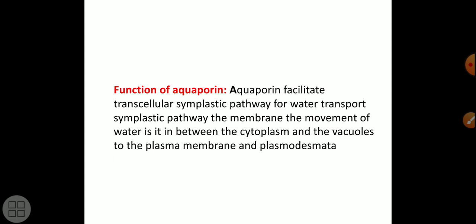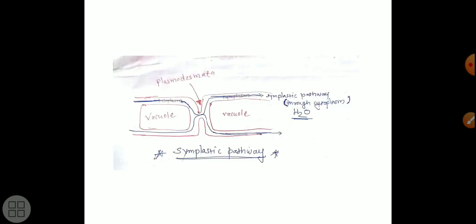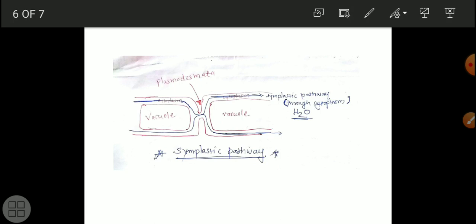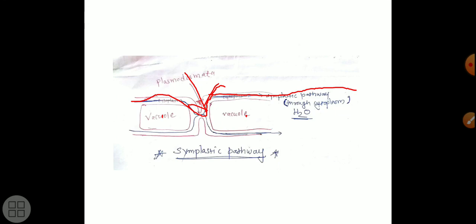plasmodesmata are there. My friends, once again I will give you an idea about plasmodesmata. Here is the plasmodesmata structure, with vacuole to vacuole connections, and the symplastic pathway through which the movement takes place is through the cytoplasm. The vacuole is here, and this is the movement of water. This is the symplastic movement of water.